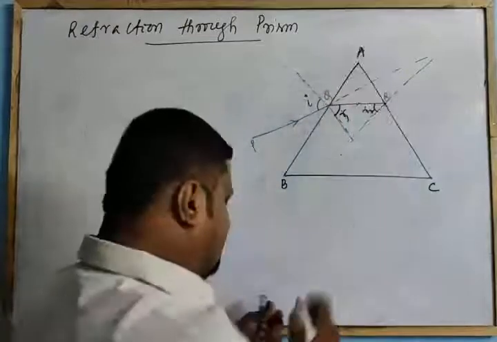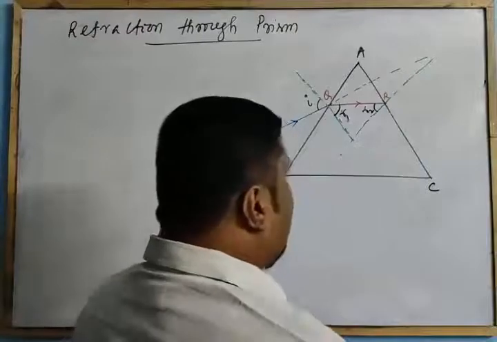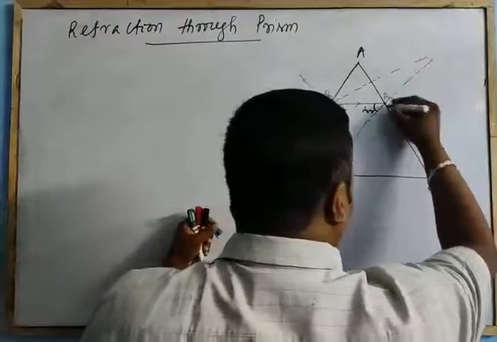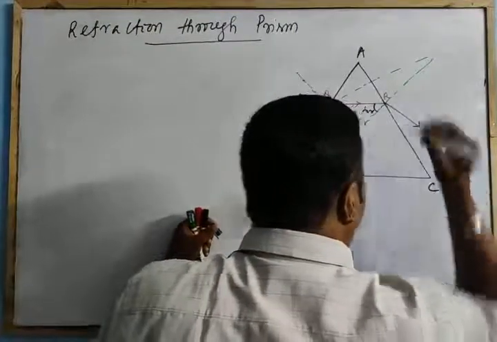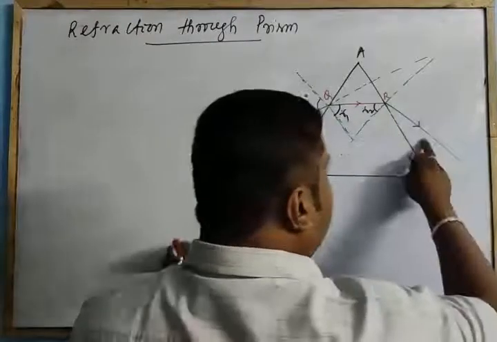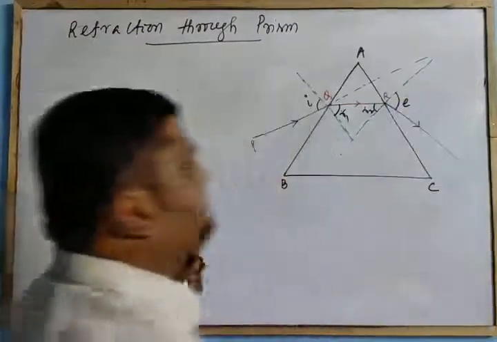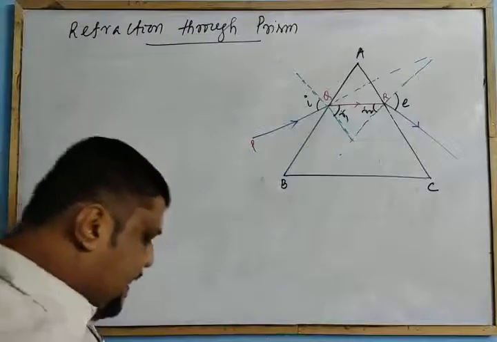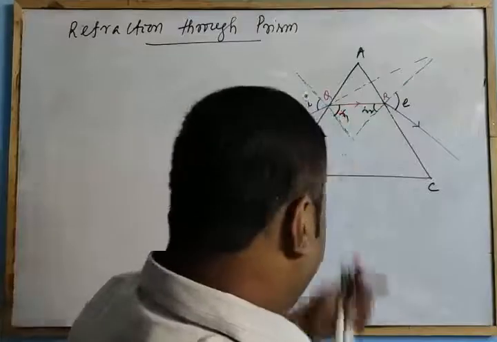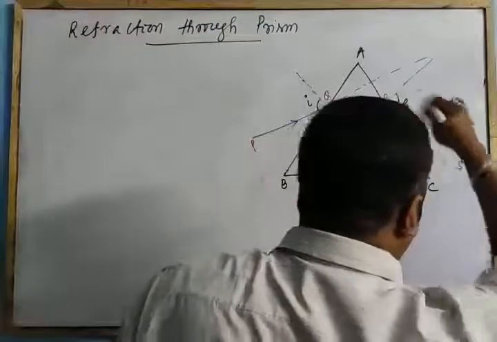Incident at which face? AC. After incidence, the ray now travels from denser to rarer. So obviously it bends away from the normal. So the emergent ray will bend away from the normal. This is the normal. So it bends like this away from the normal. Then obviously if this is the emergent ray, we can take this angle the emergent ray makes with the normal, that we can take as the angle of emergence E. So because of this refraction, PQ is the incident ray, QR is refracted in the prism and RS is the emergent ray.